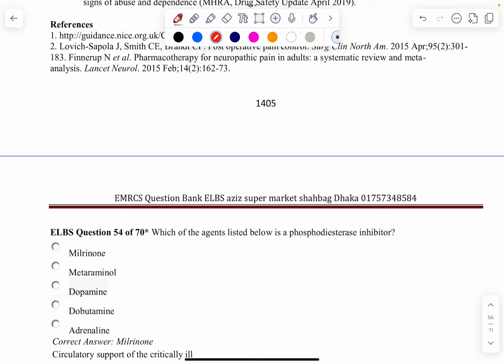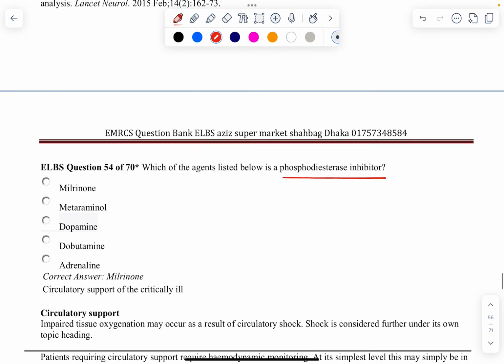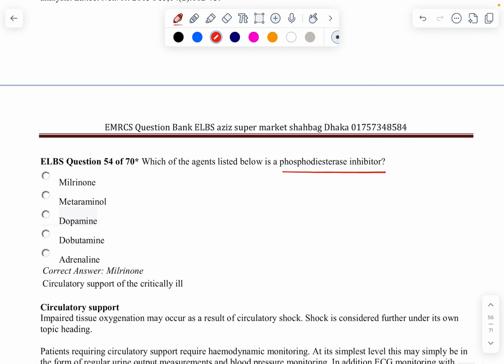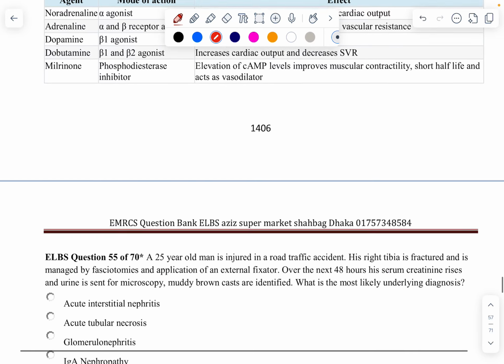Which of the agents listed is a phosphodiesterase inhibitor? Phosphodiesterase. These are memorable questions. Remember, milrinone.